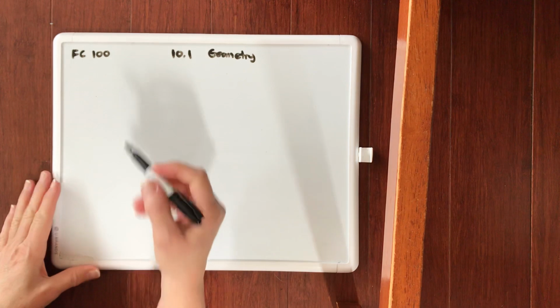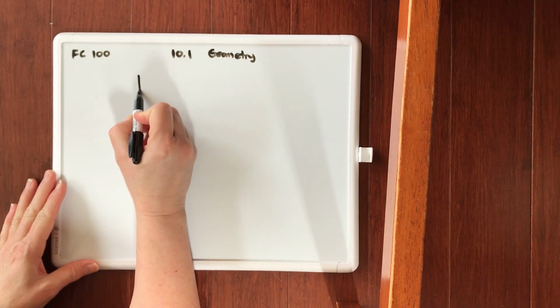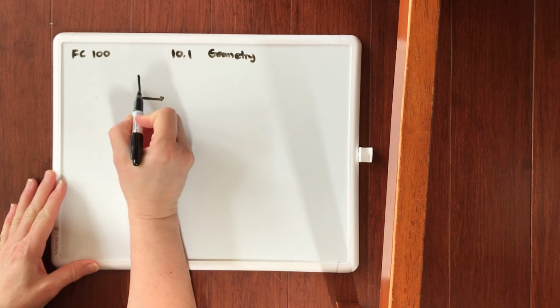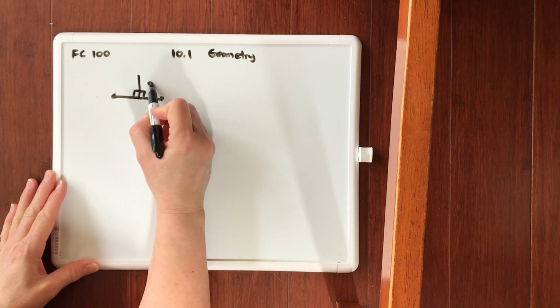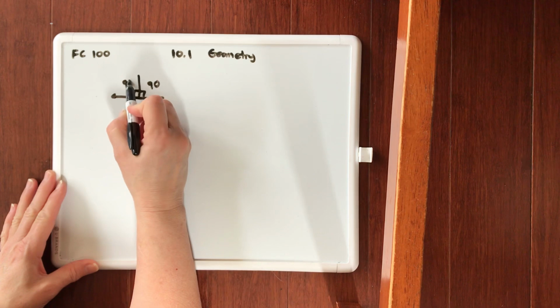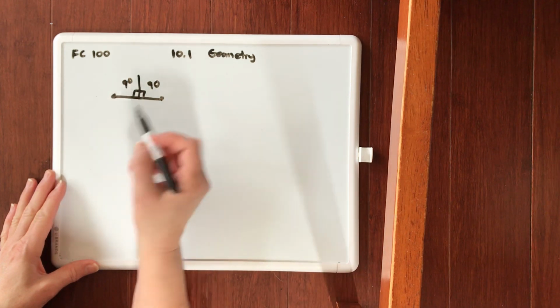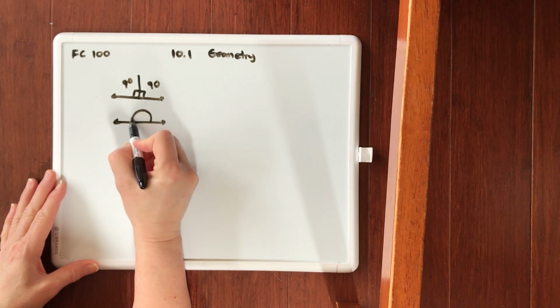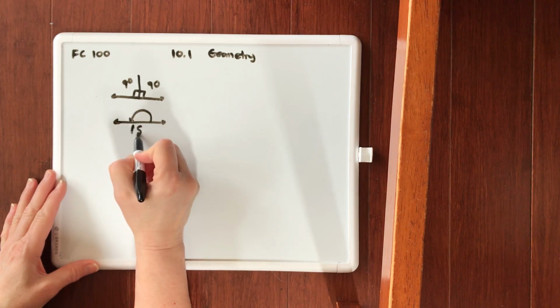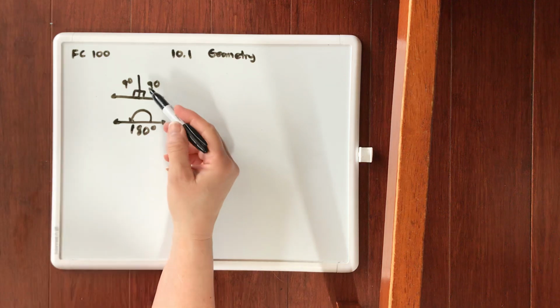Okay, so if we took two right angles and we put them together, so here's one and here's another one, notice this would be 90 degrees and this would be 90 degrees. So basically what you can think of as a straight line going from here to here is 180 degrees. We just add 90 plus 90.